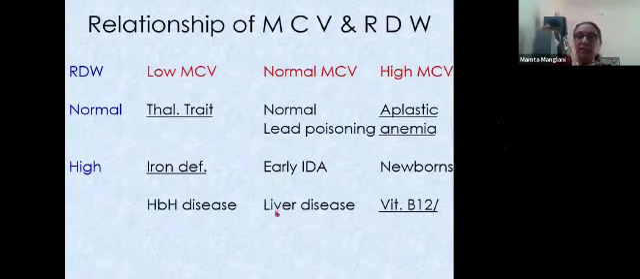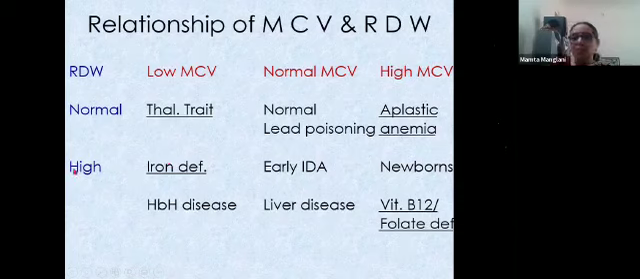Then vitamin B12 deficiency will definitely have a high RDW with a high MCV. So if we remember vitamin B12, folate both. So if we remember that high RDW is generally associated with nutritional anemias, common ones. So iron deficiency if low MCV, and vitamin B12 and folate deficiency if high MCV.